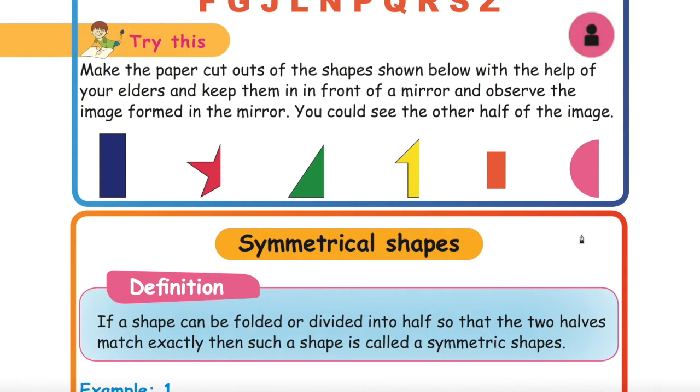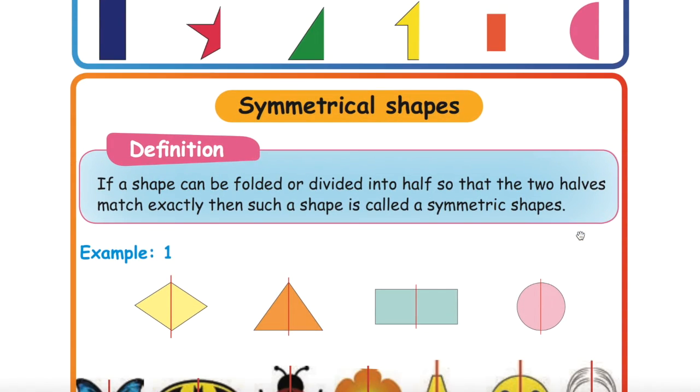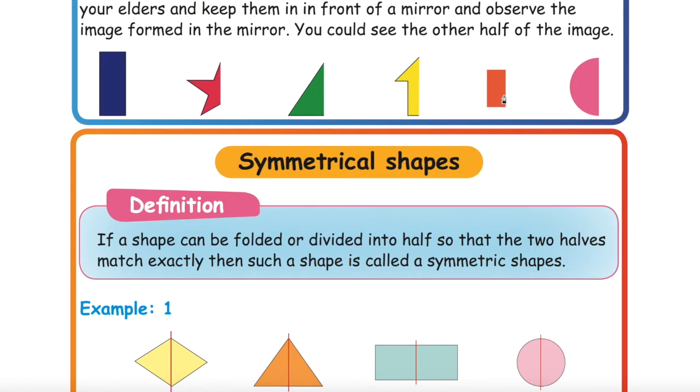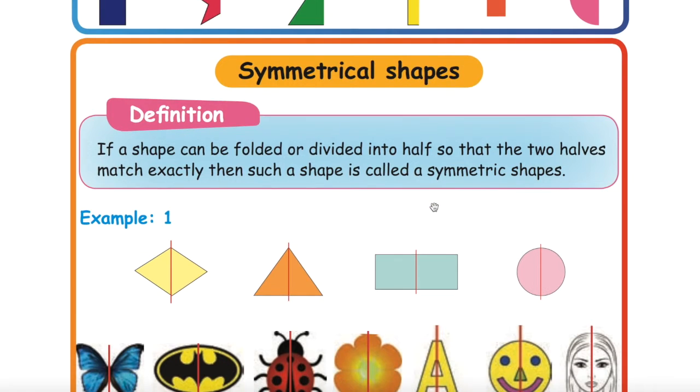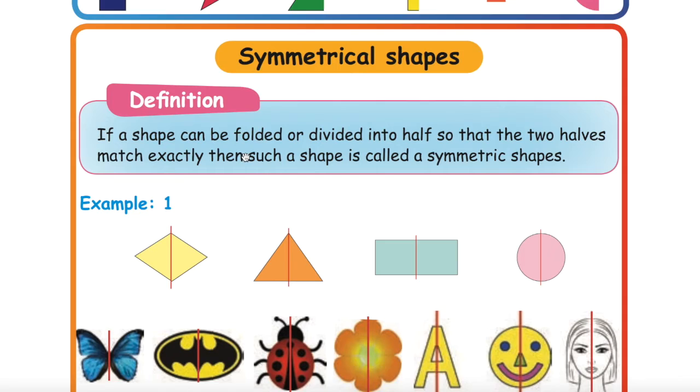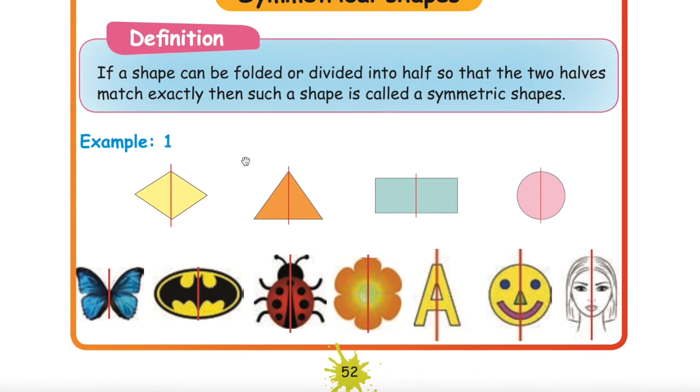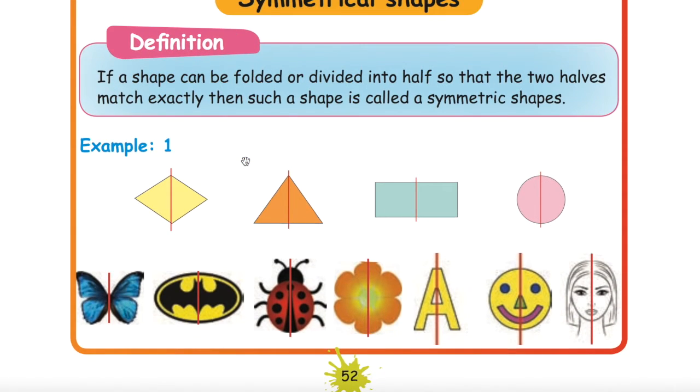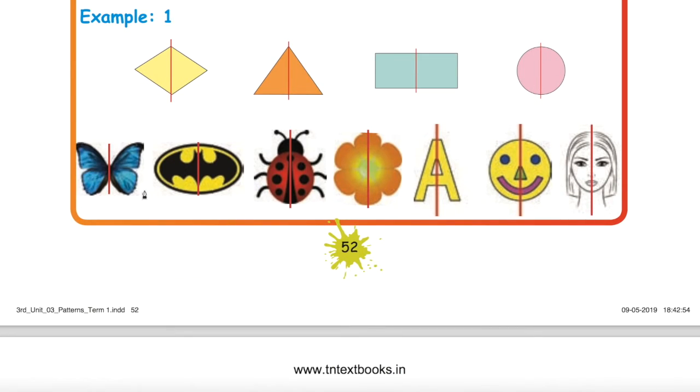This forms a circle. Okay, symmetrical. This one looks like a square. This also a square. Symmetrical shapes. If a shape can be folded or divided into halves so that the two halves match exactly, then such a shape is called a symmetric shape. This is a symmetric shape. If you fold it here, these two match, right? This is also symmetric. This is symmetric, and this is the line of symmetry.